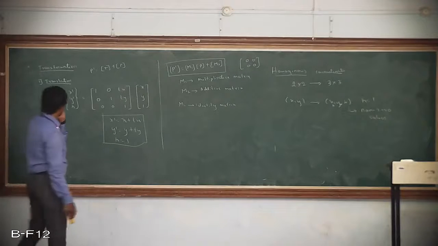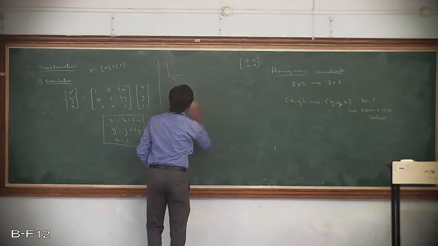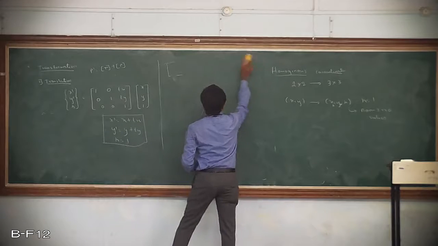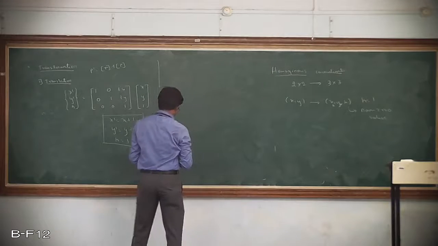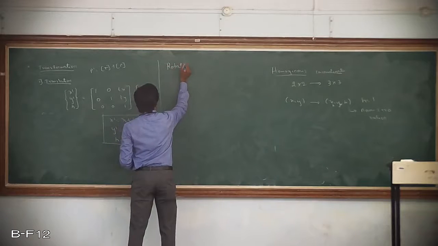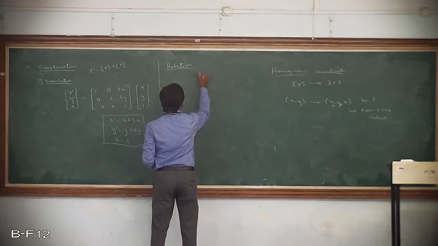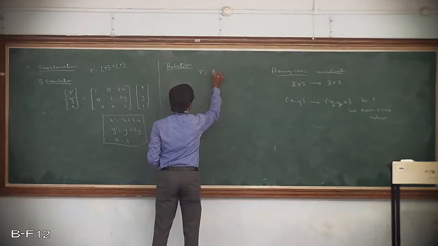Okay, the same thing I will write for rotation. So what we are doing in the basic one is p dash equal to r theta.